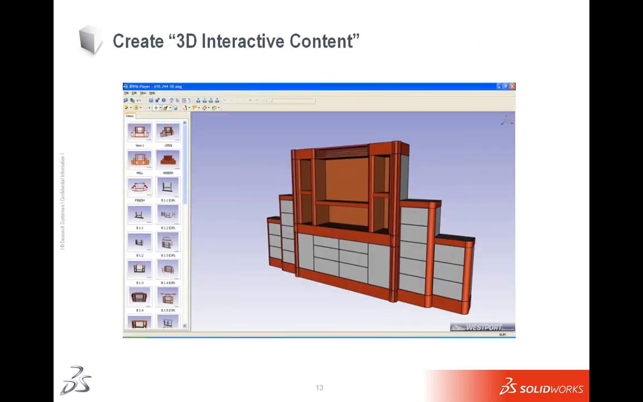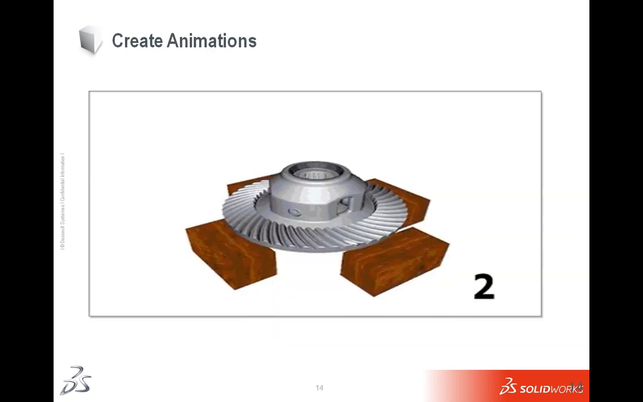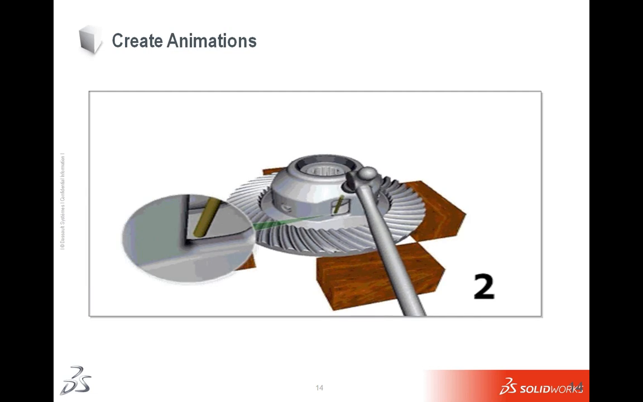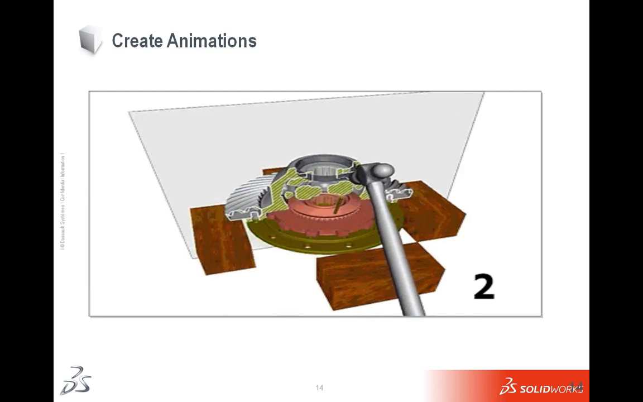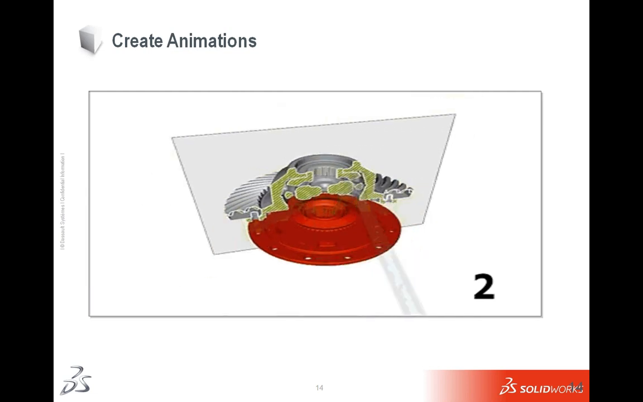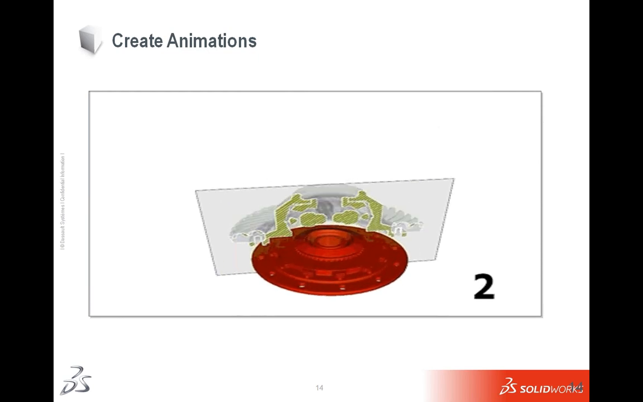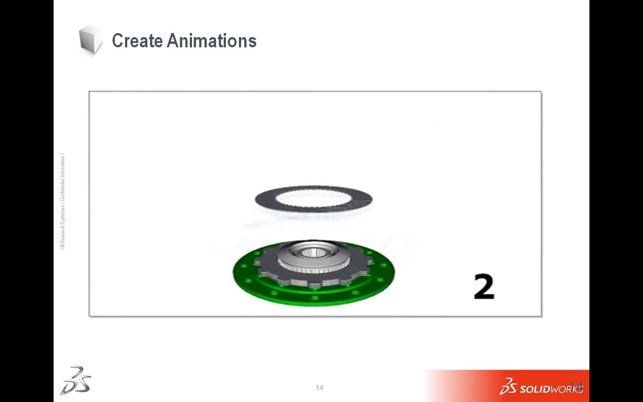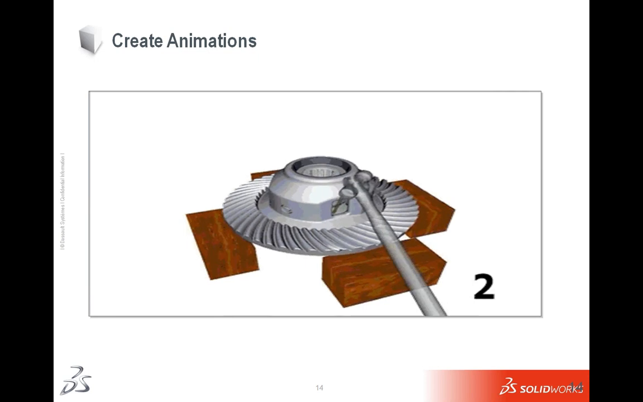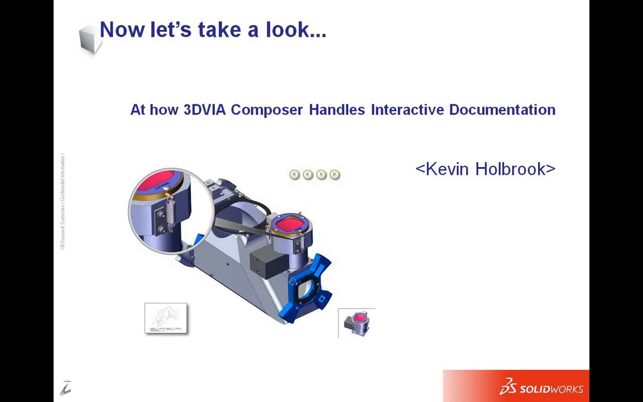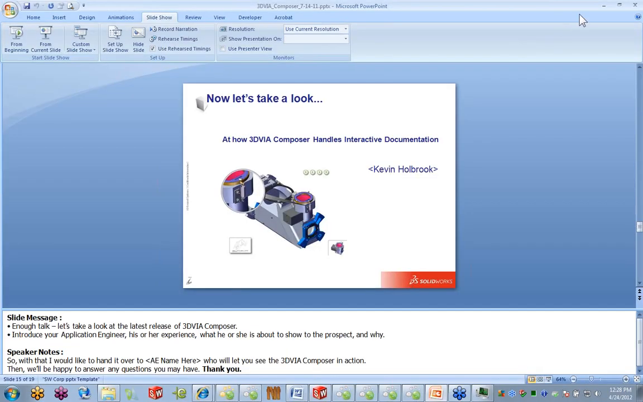So here's some of the examples of things we can do. An interactive content. You can see here. Animations. Now, how easy is this? You're showing somebody actual animations and videos of how to do the assembly, what parts of it. How many words would that take to write that out? So we'll jump in real quick to show you the interactive documentation and how that can be done in Composer.